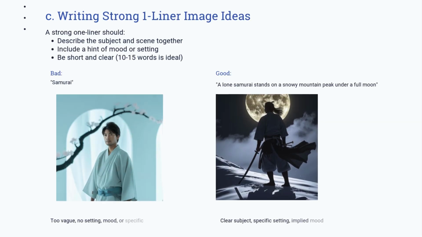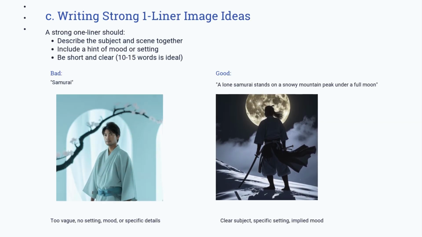Let's talk about writing strong one-liner image ideas. Your one-liner is basically the heart of your prompt. It should describe both the subject and the scene, all in one short sentence. You also want to give a little vibe of the mood or the setting to bring it to life. Now keep it simple and tight. Around 10 to 15 words is the sweet spot. Here's a bad example. Samurai. Yeah, that doesn't really tell the AI much. Now check out this better version. A lone samurai stands on a snowy mountain peak under a full moon. See the difference? It paints a full picture. You can imagine the setting, the feeling, and even the lighting. So, think of your one-liner like a movie poster tagline. Clear, visual, and packed with meaning.